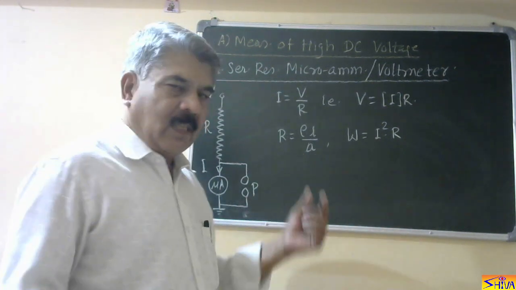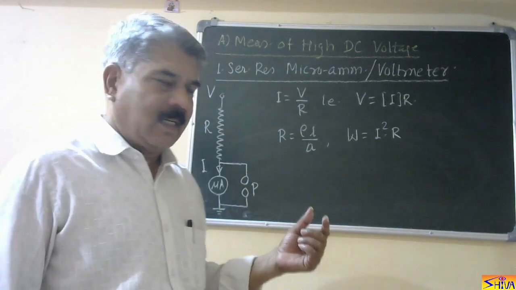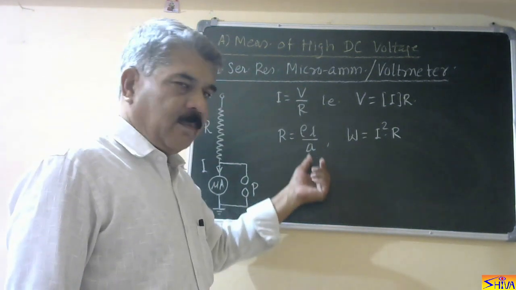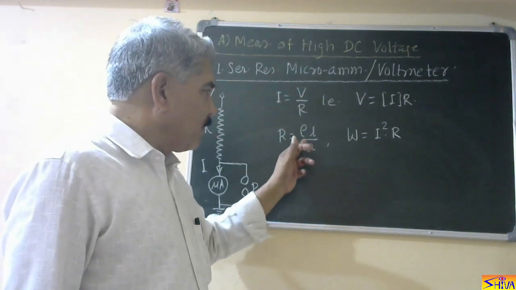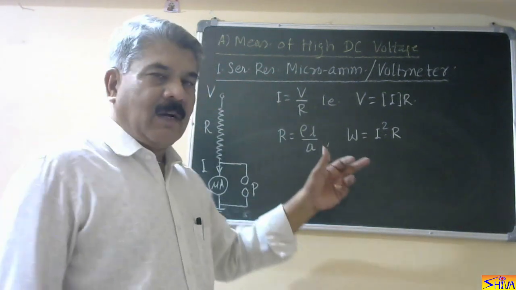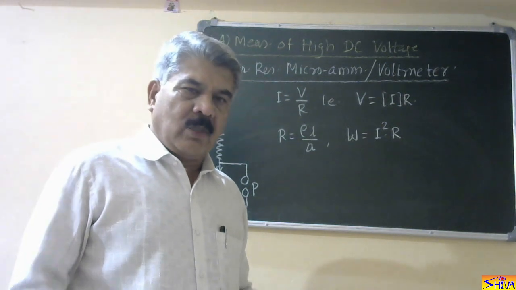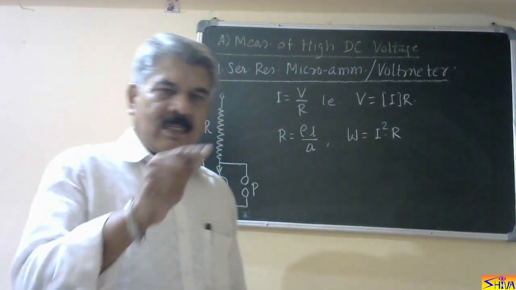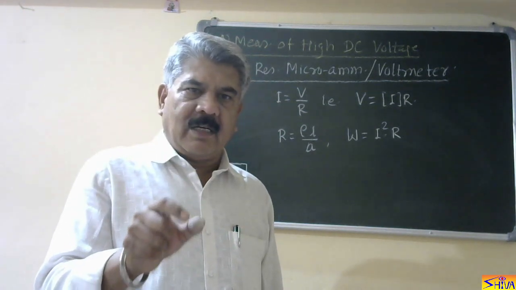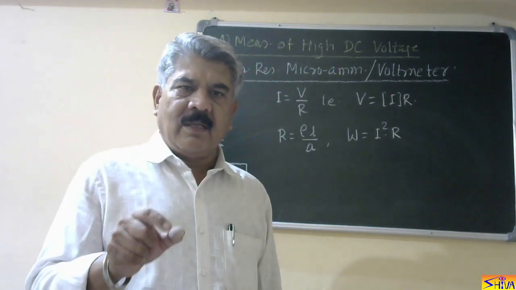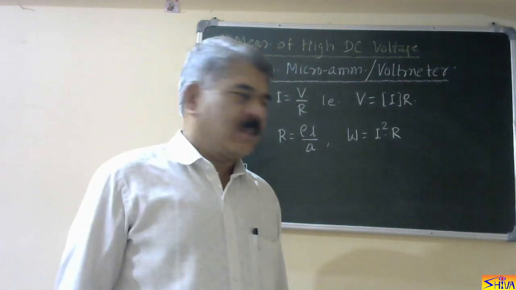So very thin wire can be used so that we can get higher resistance. But in spite of these two things, that is material of high resistivity and small cross section, the length required will be very large. So there is a strip, and on this strip wire is wound. This strip is kept in a tube and that tube is filled with oil for cooling purpose.